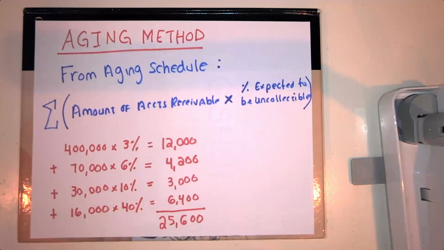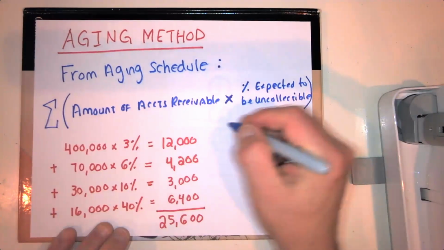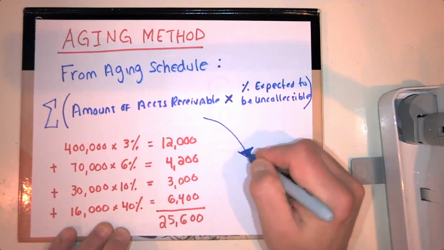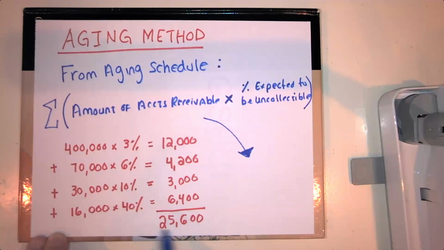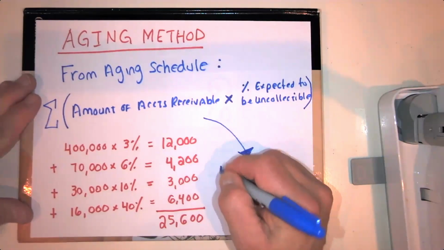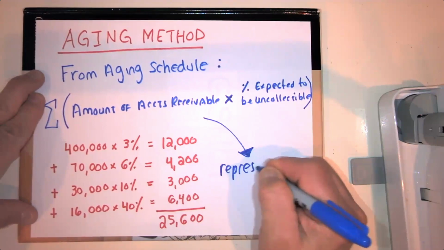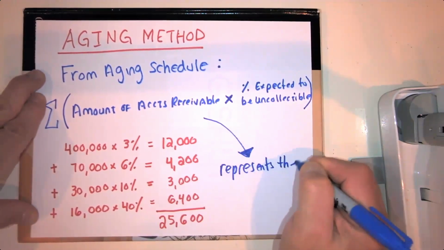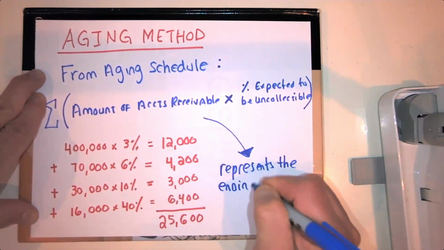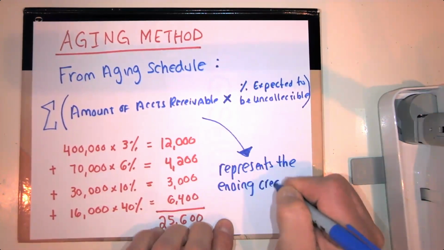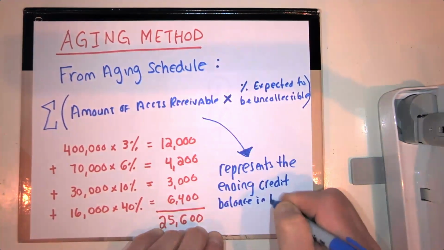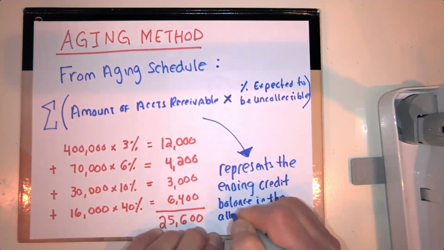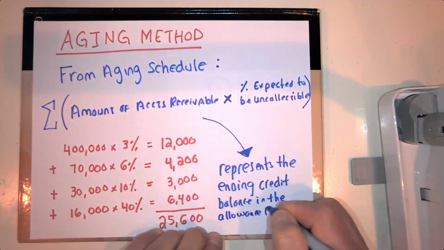This number from the aging schedule, in fact, I think that's worth us writing. This number from the aging schedule, this calculation in blue, the 25,600, represents the ending credit balance in the allowance for doubtful accounts. So your ending credit balance in the allowance for doubtful accounts.